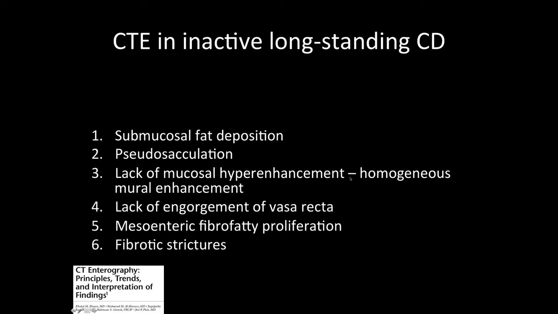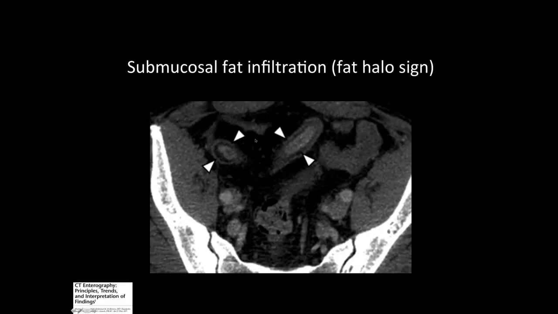Lack of mucosal hyperenhancement. There will be a homogeneous enhancement of the wall. Lack of engorgement of vasa recta. There will be proliferation of the mesenteric fat, and thus spacing between the bowel loops. And a variant is the fibrotic stricture, which might lead to small bowel obstruction. So this is the fat halo sign, or the fat deposition in the submucosa. Other causes of the fat halo sign: ulcerative colitis, radiation therapy, chemotherapy, and Cushing syndrome.